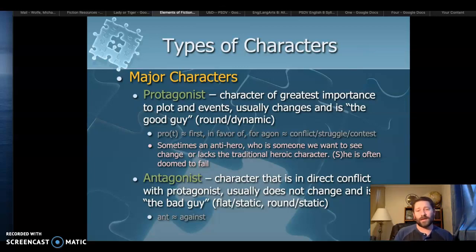But we understand why, because they usually are a very dynamic or a very round character. And they may not be dynamic. An anti-hero may not change, and that's one of the reasons why they may be doomed to failure, because we just like, oh, they just can't turn it around.